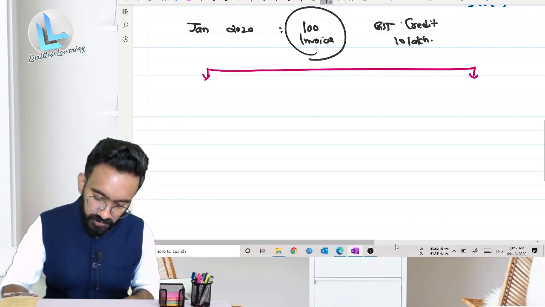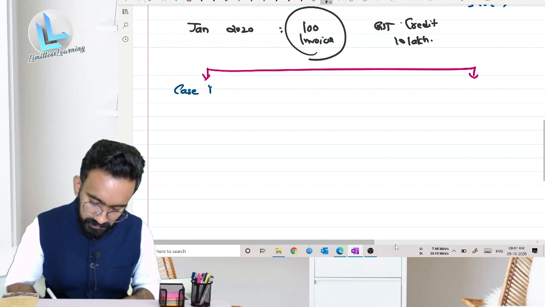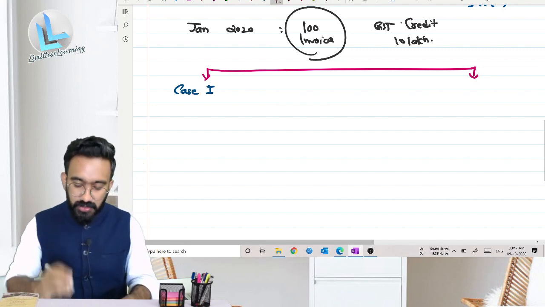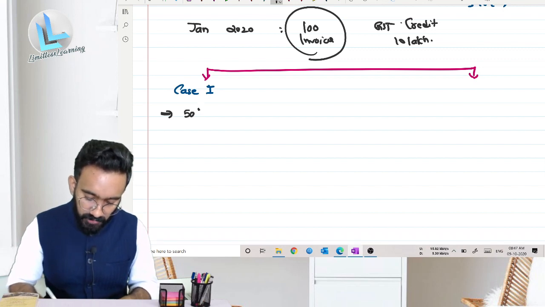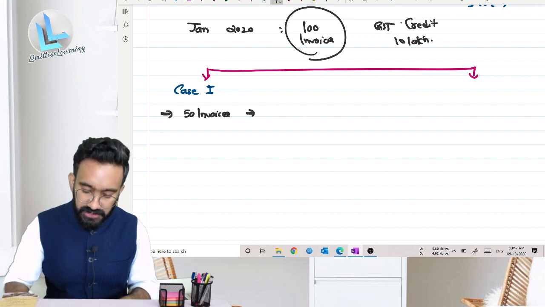I'm going to give case 1. Case 1. Out of this, 50 invoices are available in GSTR 1.